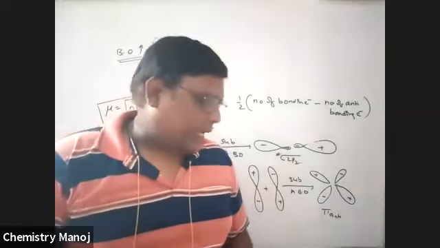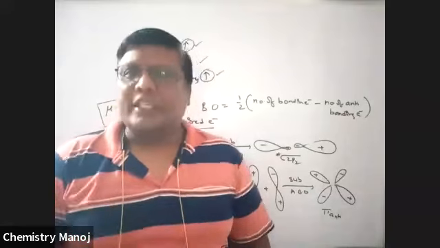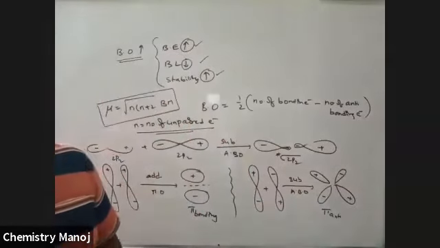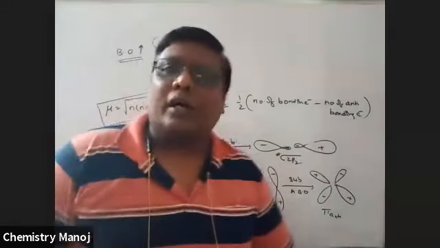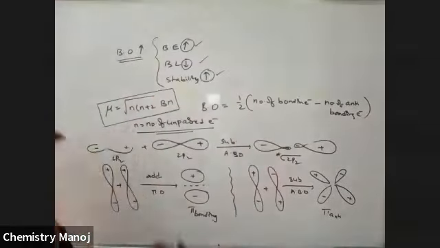So these are the major points during MOT and MO diagrams. This is for homoatomic molecules. Heteroatomic molecules are also like this. See here, I am trying to draw the heteroatomic molecules MO diagram.